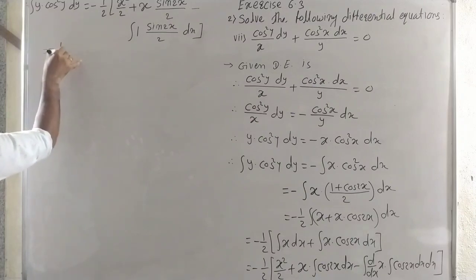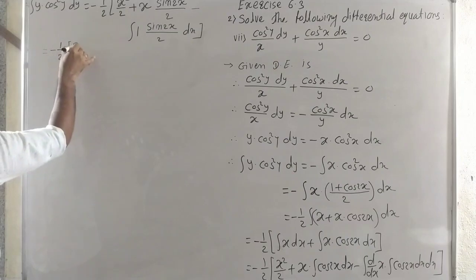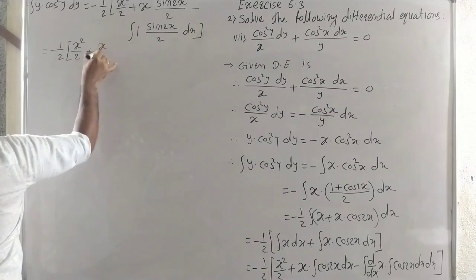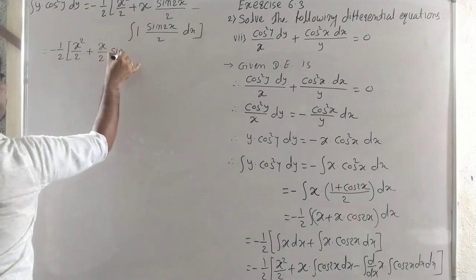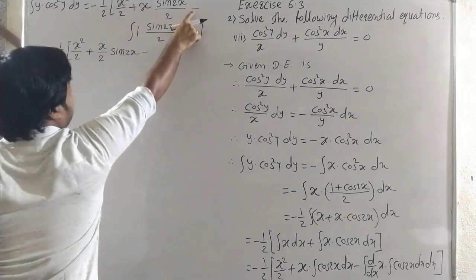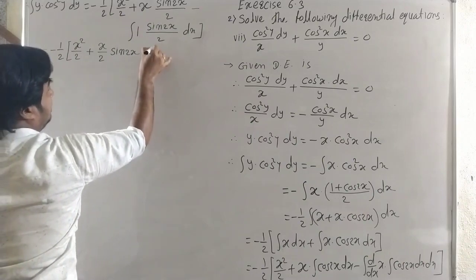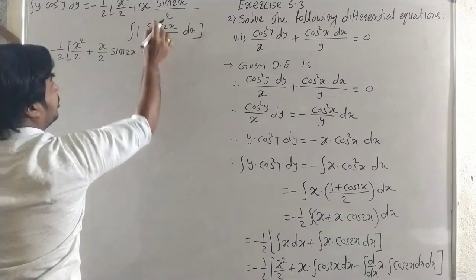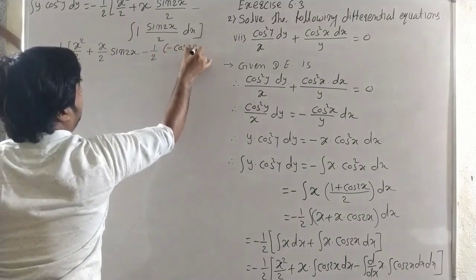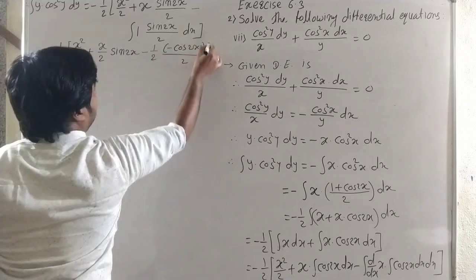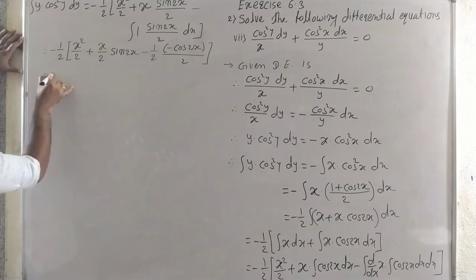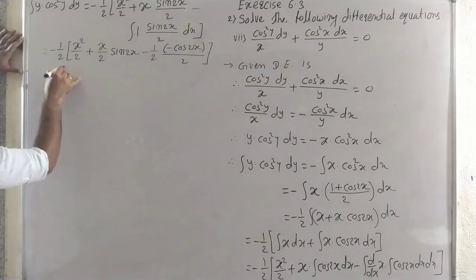Now here we can write this. It is minus 1 by 2 into x square by 2 plus x by 2 into sin 2x by 2 minus. See carefully, it is minus, and here it is 1 by 2 as it is, and the integral of sin 2x is minus cos 2x upon 2. Here it is an integral. Okay, and now here it is minus as it is.